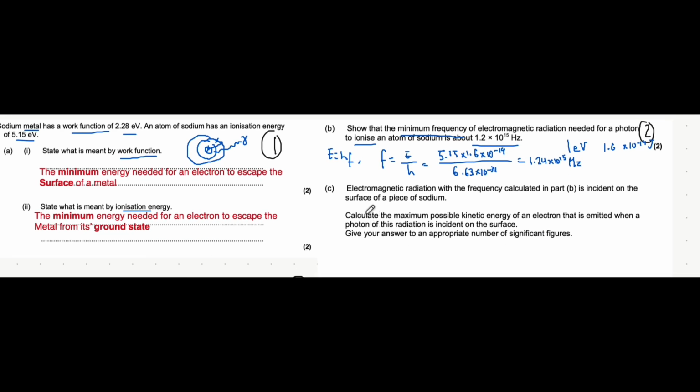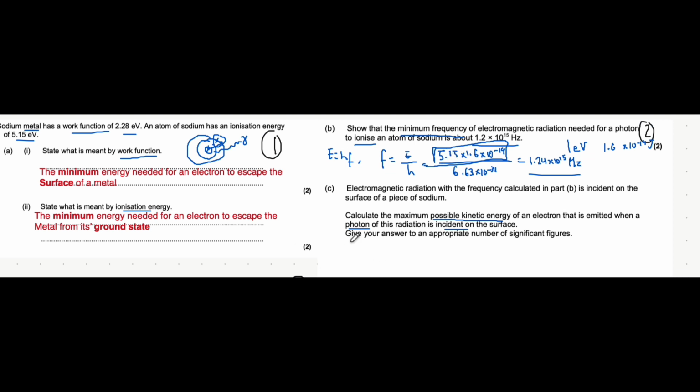Moving on now, part C of this question, it tells you that radiation with this frequency is incident. Calculate the maximum possible kinetic energy of an electron that is emitted when a photon of this radiation is incident on the surface. So what that means is, do you remember we talked about how there's a difference in energy between ionization and the work function? If instead this electron absorbed this specific amount of energy that we found is needed for ionization, how much extra energy would it have after being emitted from the atom? That's what it's asking for. That's the possible kinetic energy.